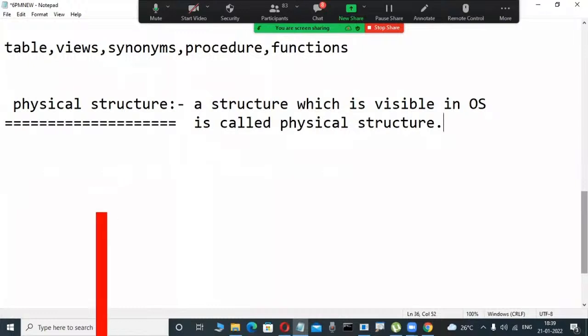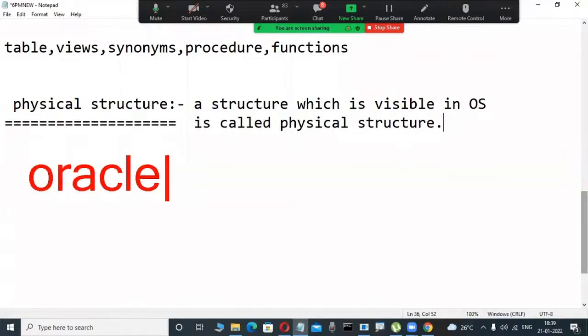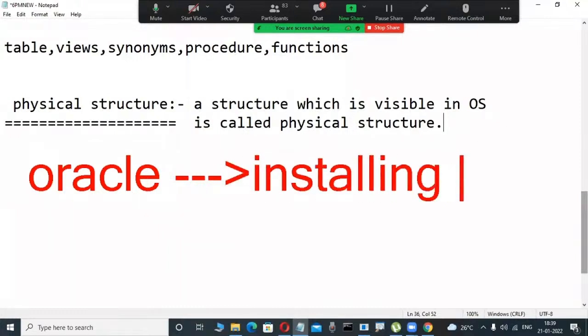Suppose you are installing a software, some physical files are created on the disk. Suppose your PowerPoint, MS Access, MS Word, anything we are loading, physical files are created. Same in our software, Oracle is a relational database software. MySQL, SQL Server, we are installing, for example. Whenever I'm installing Oracle, automatically physical files are created.